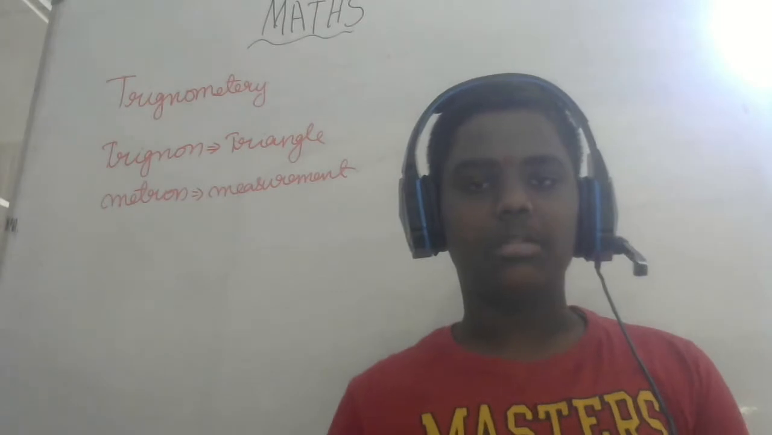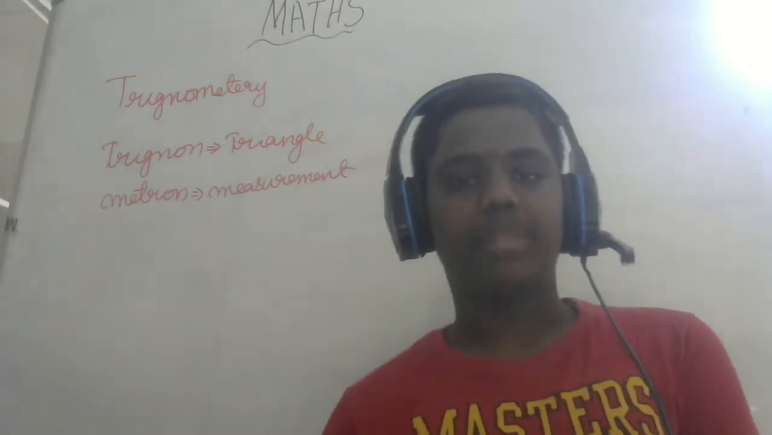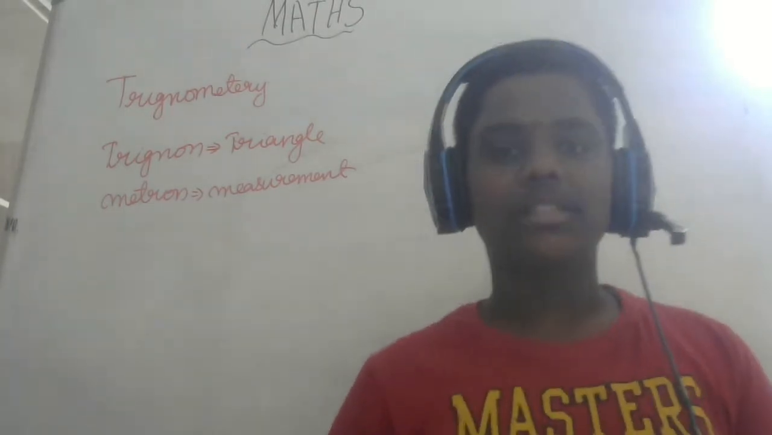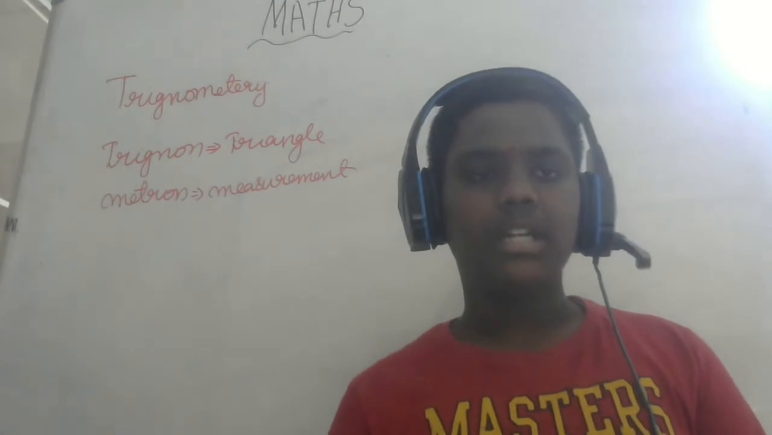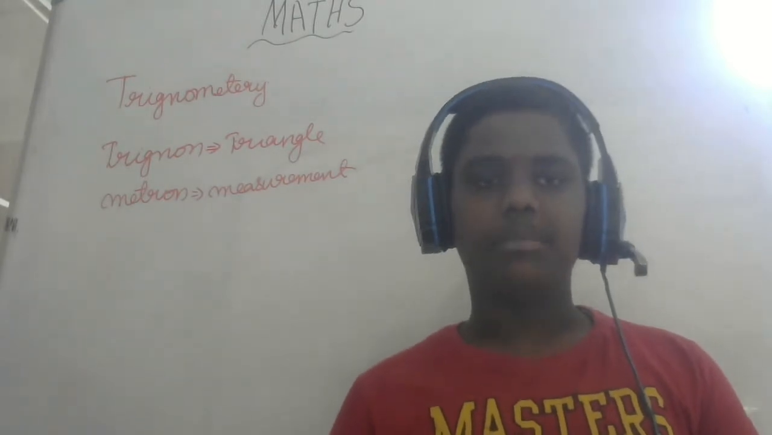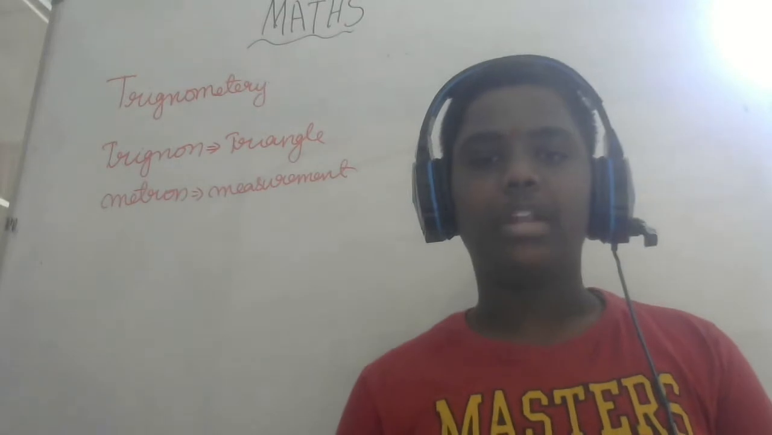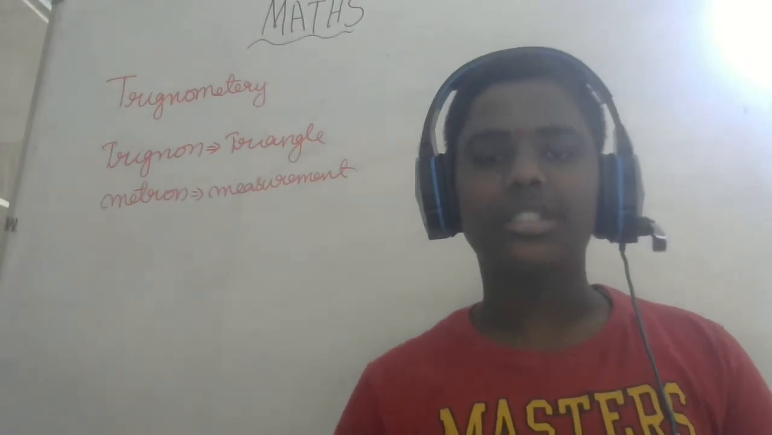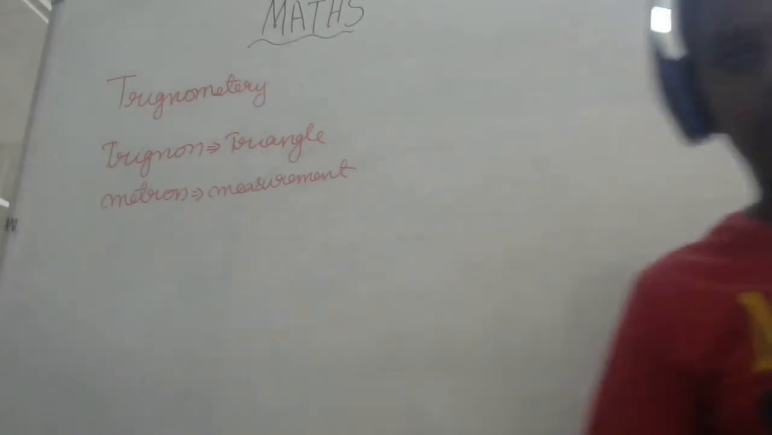Today we are going to learn about trigonometry. Trigonometry is a branch of mathematics. It's a word which is derived from Greek. Trigon means triangles and metron means measurement. Simply, trigonometry is nothing but the measurement of triangles, or the science of measuring triangles.